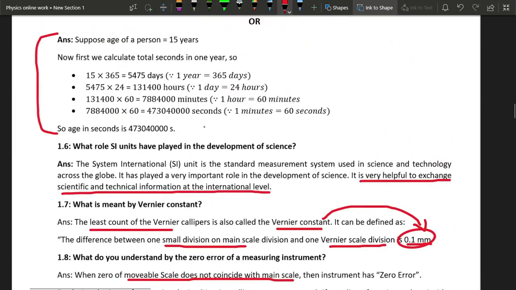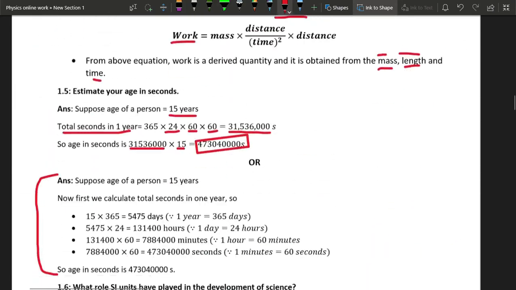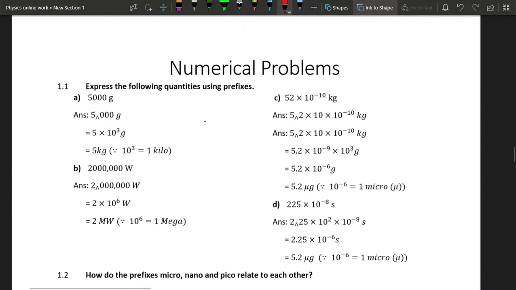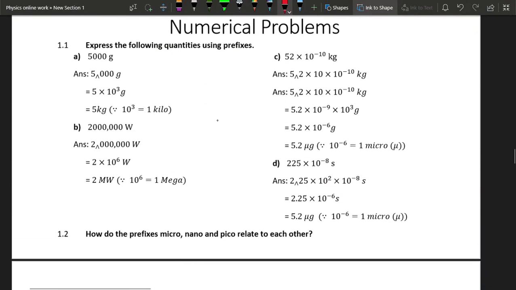So this is all about the theoretical questions of your exercise. Now let's move towards the numerical problems. The first numerical: express the following quantities using prefixes. We already discussed how we write a number in prefix form. If we have 5000, we move the decimal point up to 3 digits: 1, 2, 3.